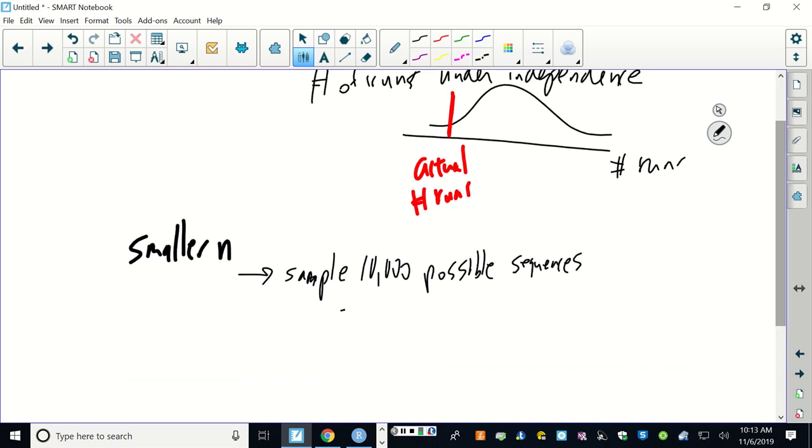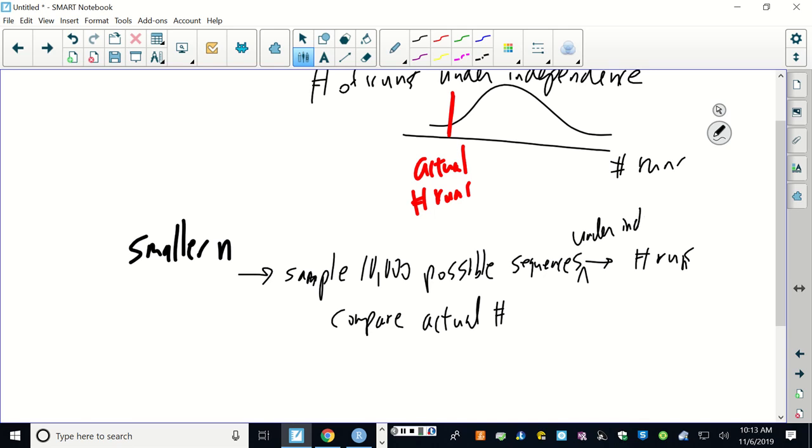And compare. And for each of these, calculate the number of runs in the residuals, and compare to the actual. Sample 10,000 possible sequences. Right? So this would be under the assumption of independence.